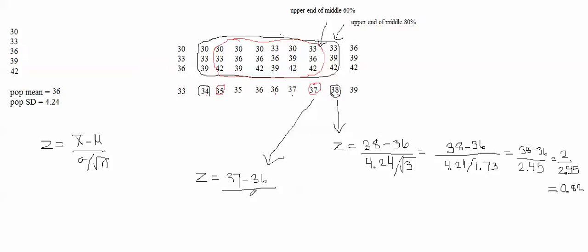The population mean is still 36. The standard deviation is still 4.24. There's still 3 numbers inside each of the samples, so n is 3. Now notice how we already know that the bottom of the fraction comes out to 2.45. So let's just put 2.45 down here.